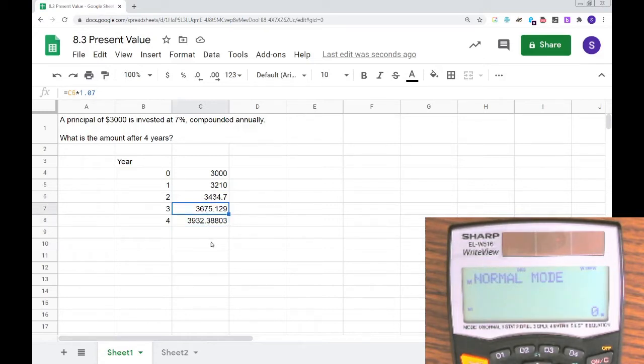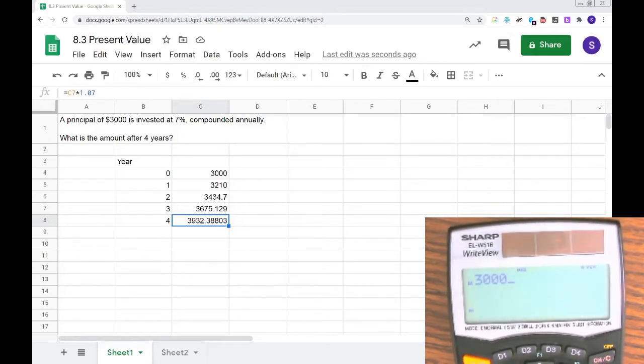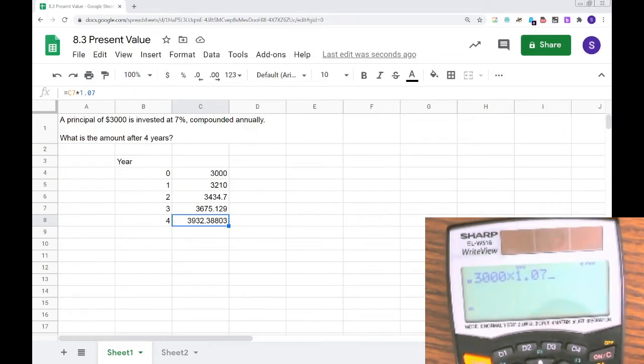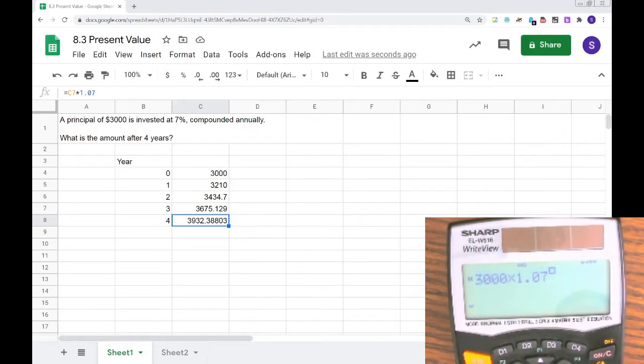So at the end of 4 years, we're going to have $3,932.39. So I could have calculated this using my calculator, taking $3,000 and repeatedly multiplying it by 1.07. I'm multiplying it 4 times to be exact.